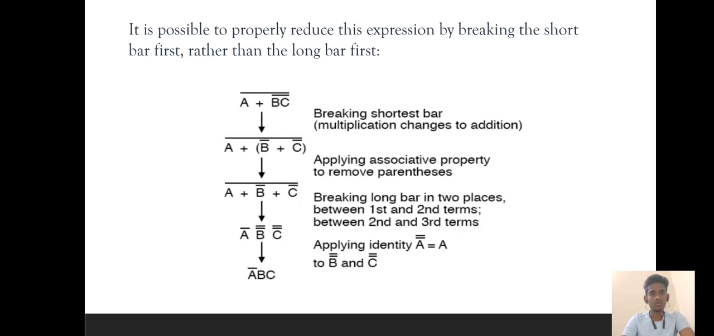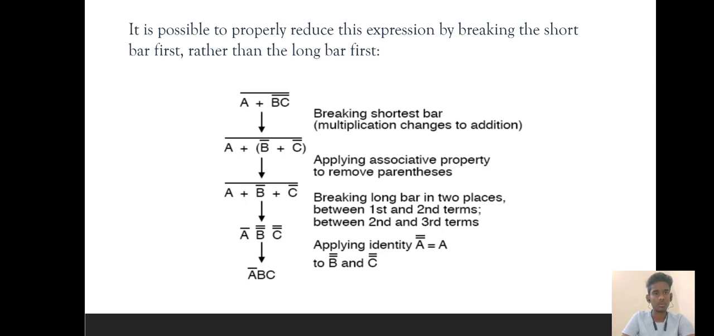It is possible to properly reduce this expression by breaking the short bar first rather than the long bar first. A plus B into C whole bar gives A plus B bar plus C bar whole bar, which gives A plus B bar plus C bar whole bar, which gives A bar into B bar bar into C bar, which gives A bar into B into C.